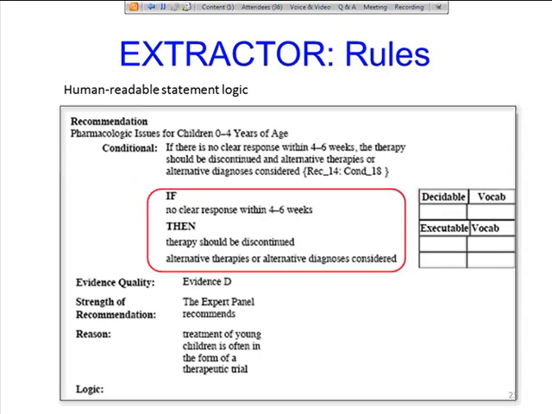And along the left side here, you see some of the tags. Displayed next to the tag is the information that has been gleaned from the guideline. So, for example, evidence quality is grade D. The strength of recommendation is the expert panel recommends. The reason for this is treatment of young children is often in the form of a therapeutic trial.